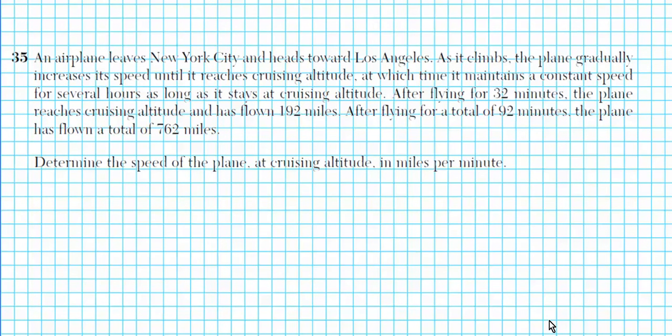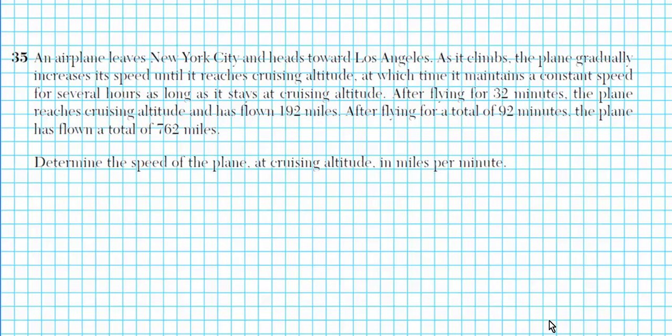All right, let's take a look at question 35. It says an airplane leaves New York City and heads towards Los Angeles. As it climbs, the plane gradually increases its speed until it reaches cruising altitude, at which it maintains a constant speed for several hours as long as it stays at cruising altitude. After flying for 32 minutes, the plane reaches cruising altitude and has flown 192 miles. After flying for a total of 92 minutes, the plane has flown a total of 762 miles. Question: determine the speed of the plane at cruising altitude in miles per minute.